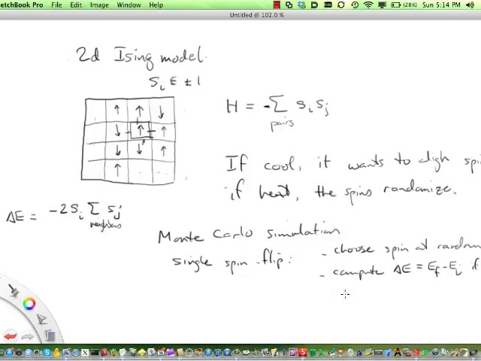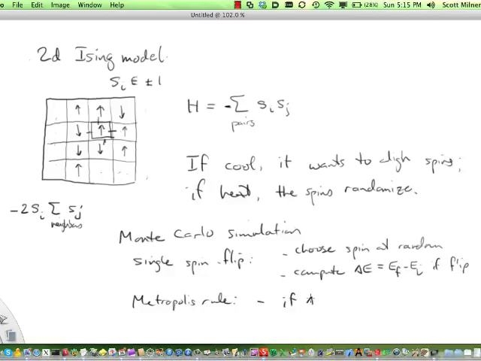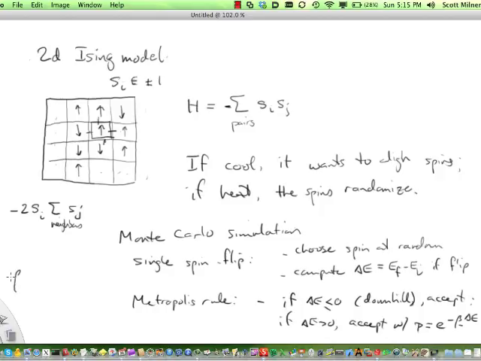Anyway, so you compute the change in the energy, and then the Monte Carlo, the Metropolis rule for accepting the flip is: if delta E is less than 0, in other words, it's downhill in the energy, then you accept it with probability 1, and if it's uphill, then you accept with probability e to the minus beta delta E, where beta is the inverse temperature, 1 over kT.